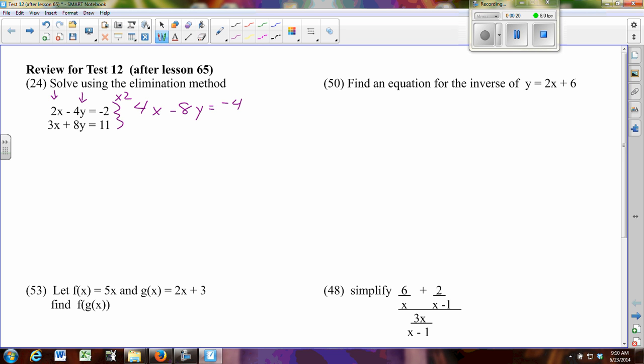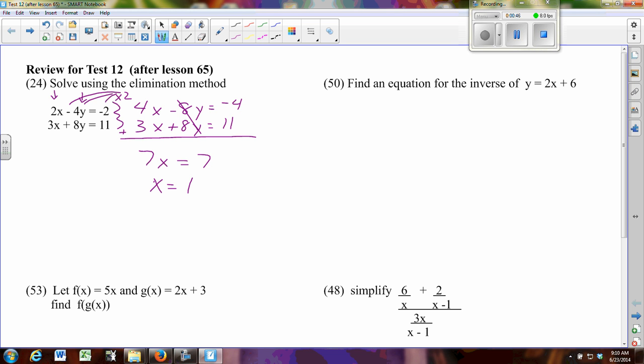I have to multiply 2 through each term of the equation. The bottom equation stays the same. Now here, if you notice that my 8y and negative 8y, if I add these together, they would eliminate. So I end up with 7x equals 7. If I divide, x equals 1.